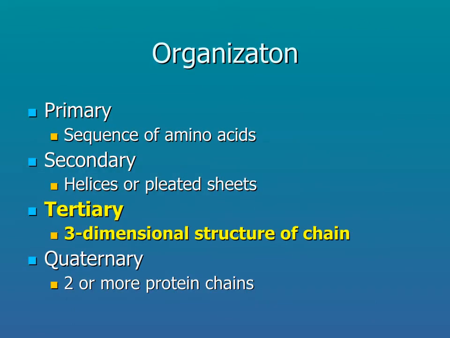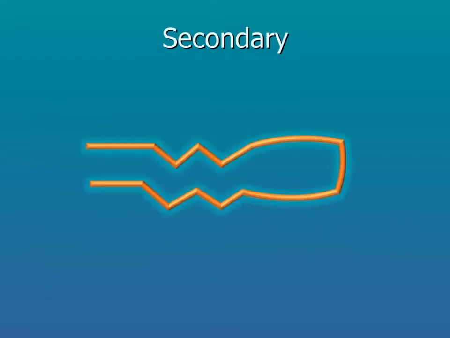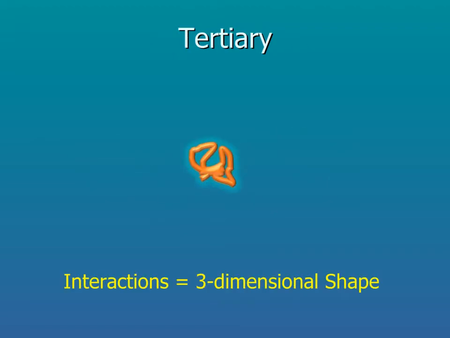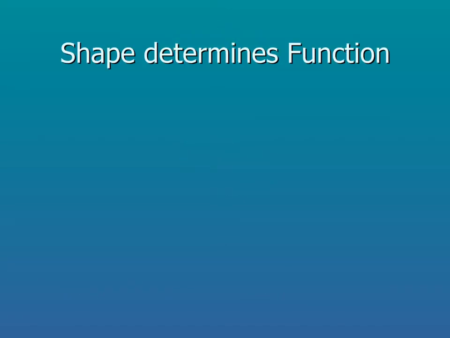Tertiary structure is very complex and results in the 3-dimensional shape of the polypeptide chain. As you can see here, we have some beta-pleated sheets in the secondary structure. The hydrogen bonds are holding the chain in this folded shape, but the side chains can be attracted to or repelled by each other, and this results in a 3-dimensional shape. The shape of the protein will determine what it does in an organism, so the tertiary structure is very important.